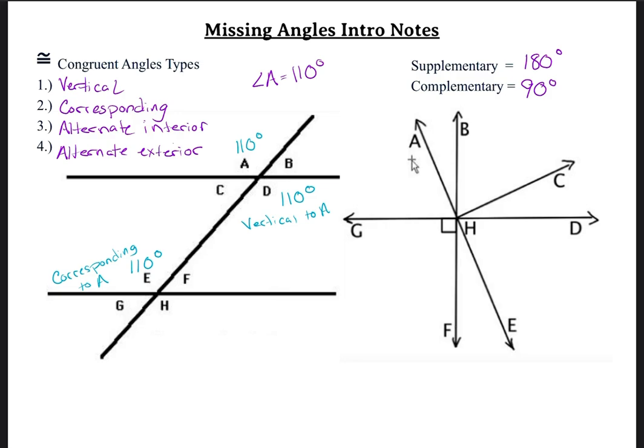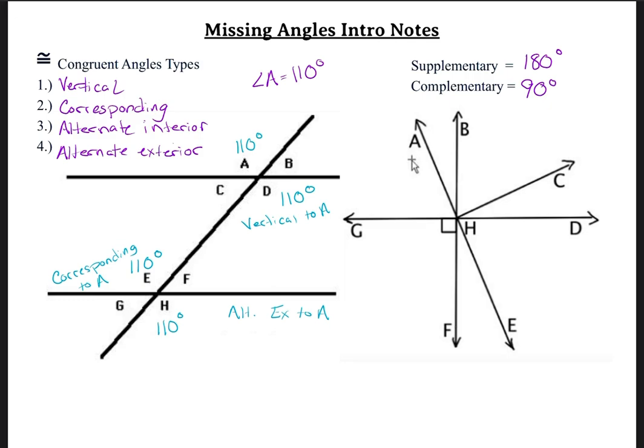Our last one, alternate interior. A is not an interior angle, so there's not going to be one that it goes with for that. But alternate exterior, it does have one. That's going to be H. So H is going to be our alternate exterior to A. And again, they are congruent. So if A is 110, H is 110. So just knowing A, we were able to find D, E, and H.